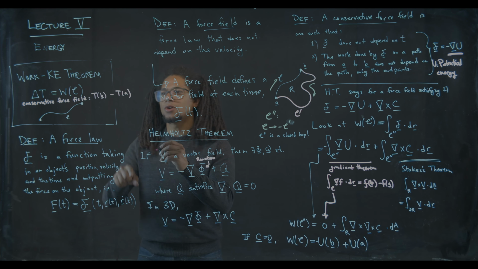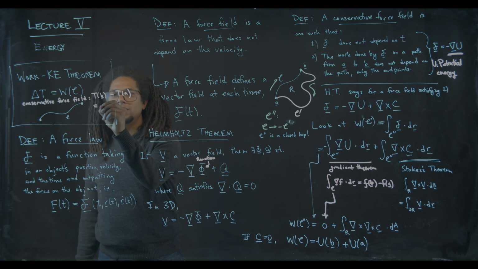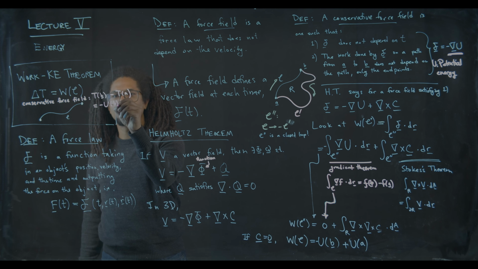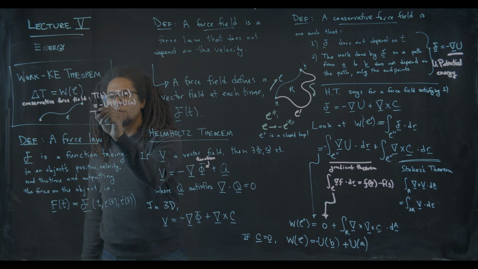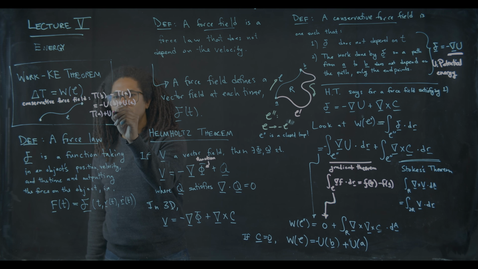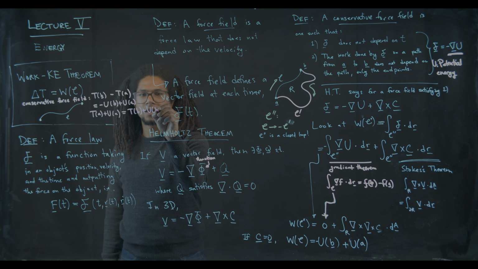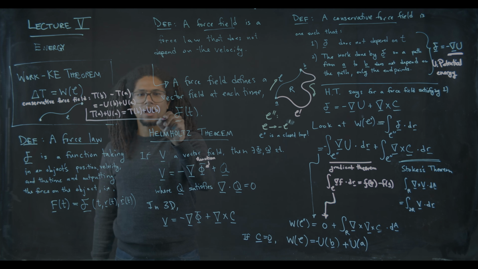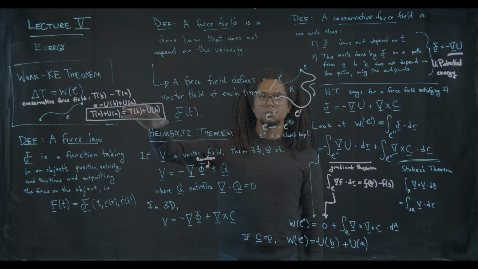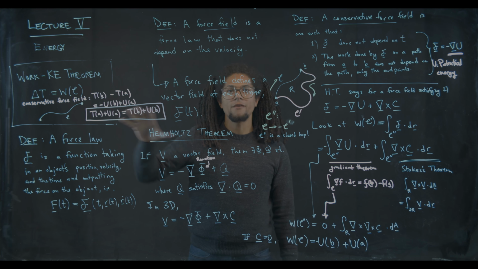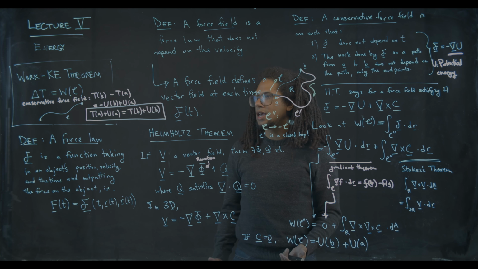Sorry about that. All right. That's important because I'm now going to connect these two since they're both equal to W of C. So this is equal to minus U of B plus U of A. And with just a little more rearrangement, we find that T of A plus U of A is equal to T of B plus U of B. In other words, the sum of these two objects is a constant everywhere along the curve C. And this applies for any curve C.